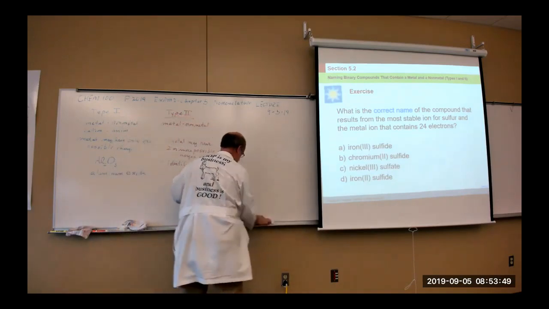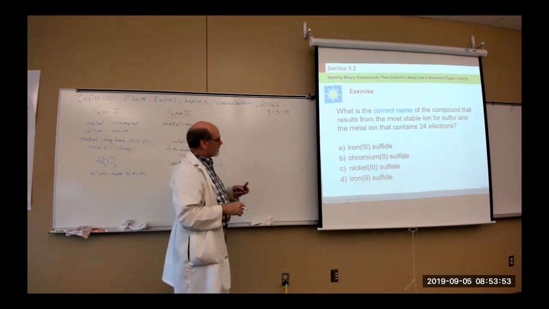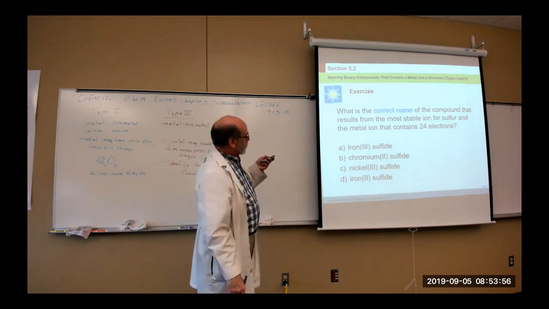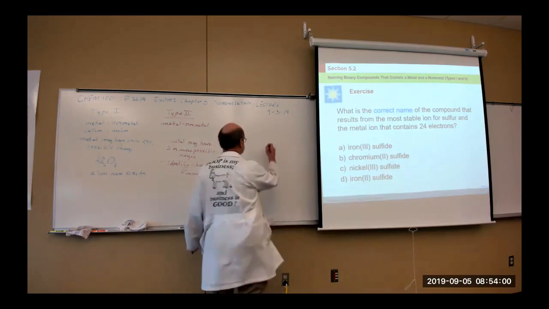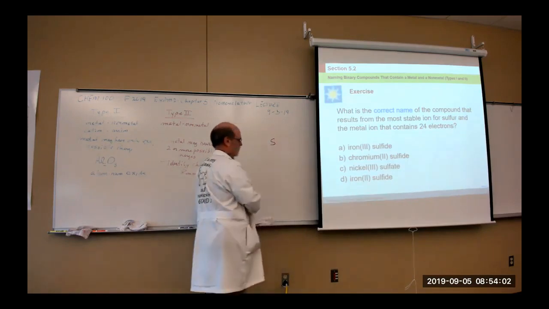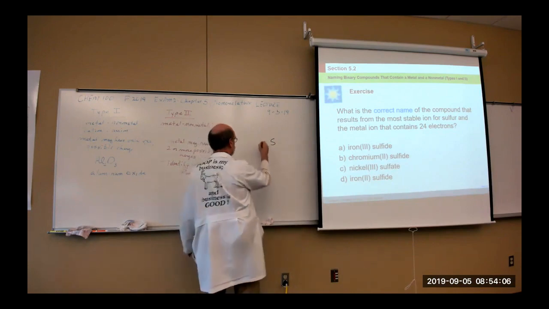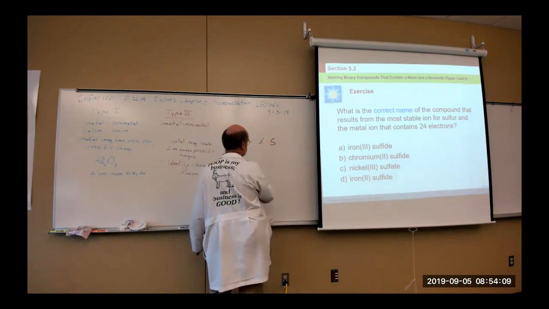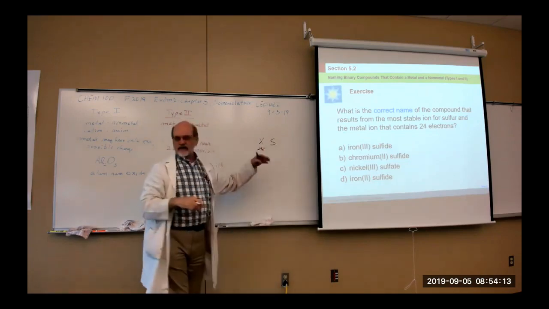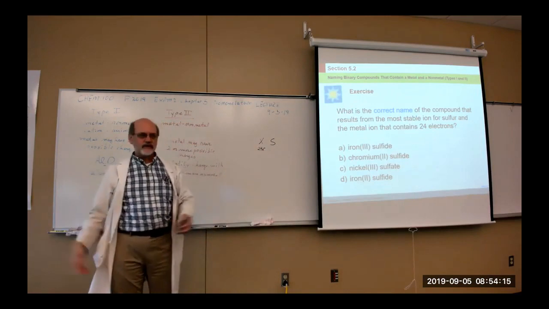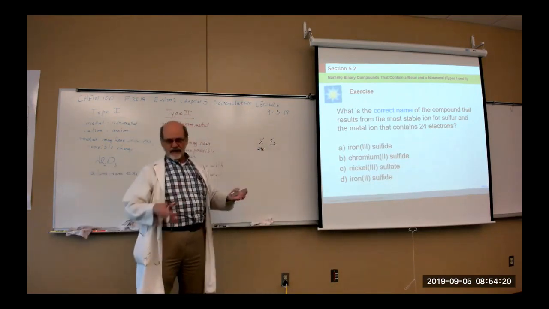This has a critical thinking component. So let's do it. What's the correct name for a compound that results from the most stable ion of sulfur and the metal that contains 24 electrons? So this metal has 24 electrons. And that's that X like I used before. There's nothing with an X up there, so I use the metal, the X, as a space filler.